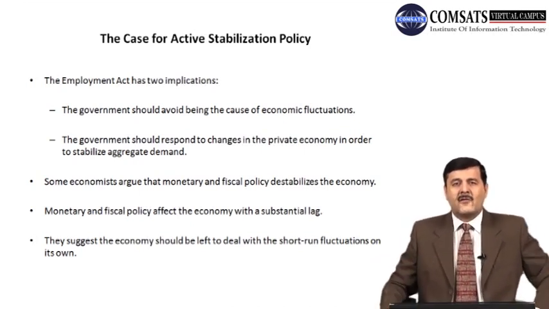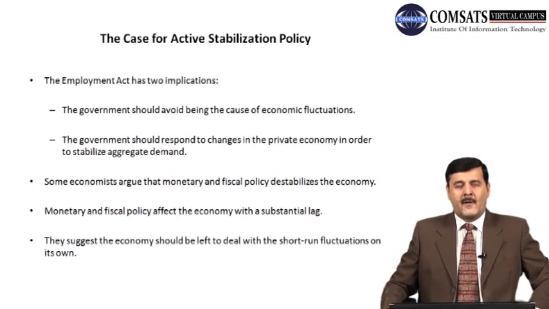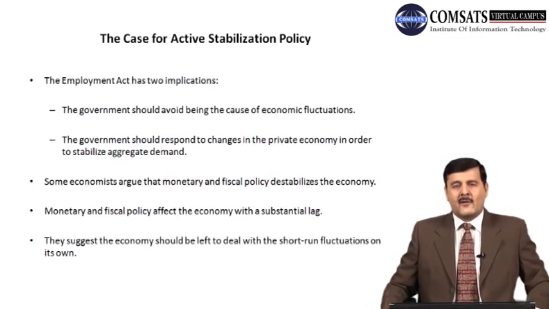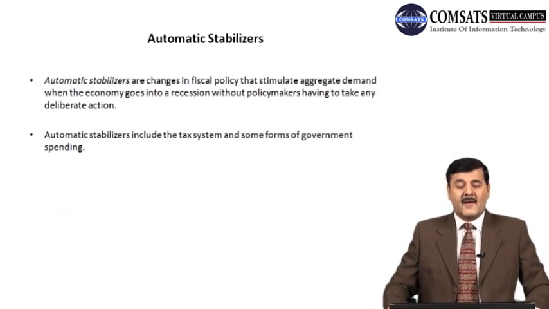तो किसी economy में short run में जो fluctuation आती हैं, those fluctuations can be adjusted by those automatic stabilizers. तो वो ये कहते हैं कि short run fluctuation के लिए monetary और fiscal policy को use नहीं करना चाहिए. Automatic stabilizers are changes in the fiscal policy that stimulate aggregate demand in the economy.